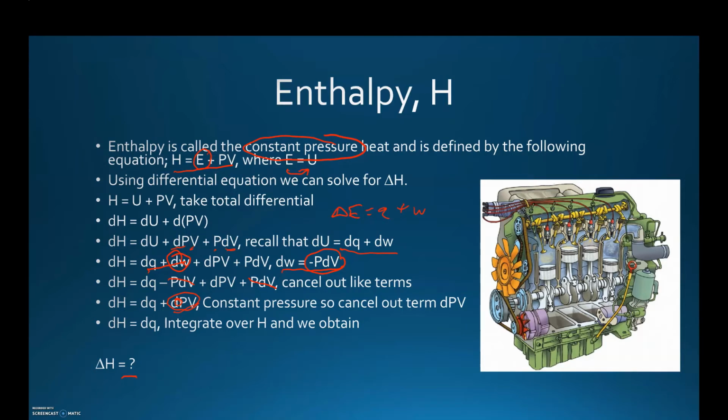So we're going to integrate over the differential on both sides, and what we end up with is delta H is equal to Q. This is important. Delta H is equal to Q. Earlier we talked about Q representing heat. So Q is heat. So that means that delta H is a representation of how much heat is lost or gained by a system.